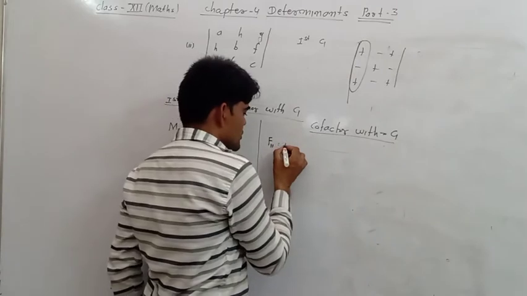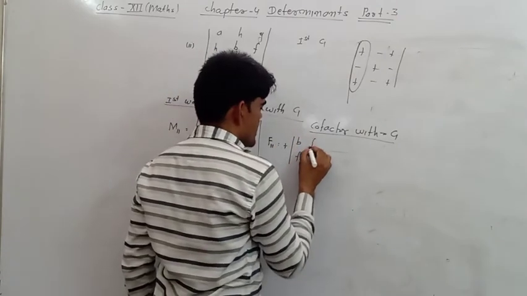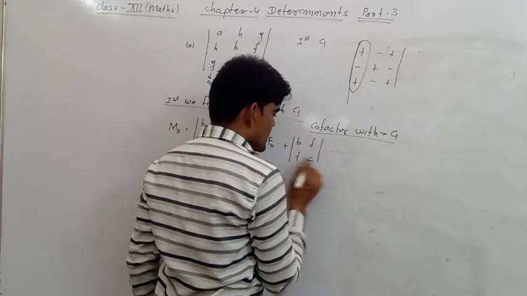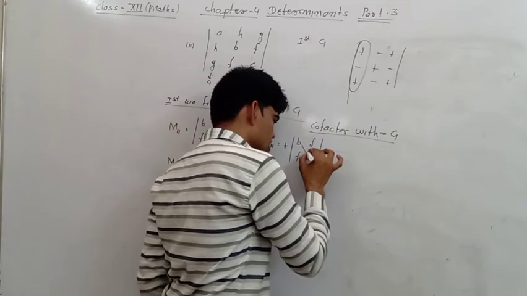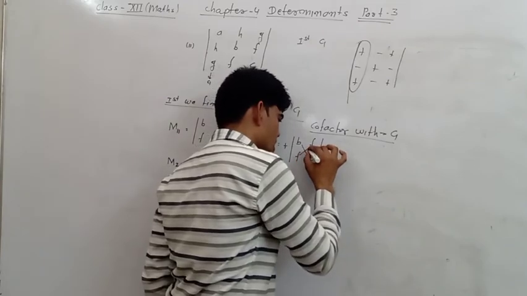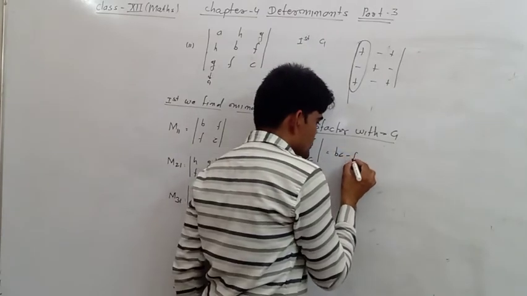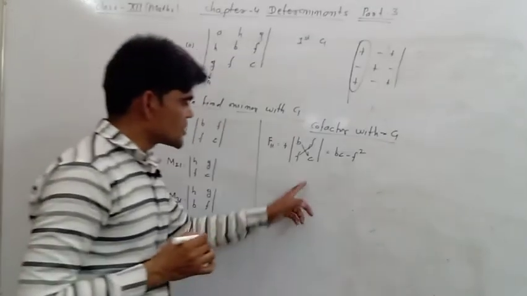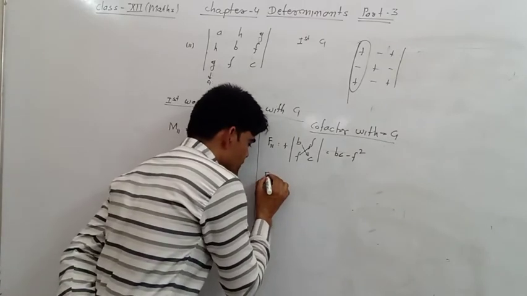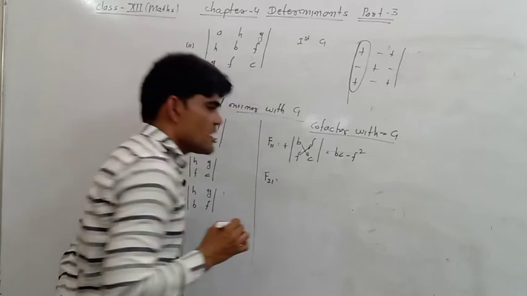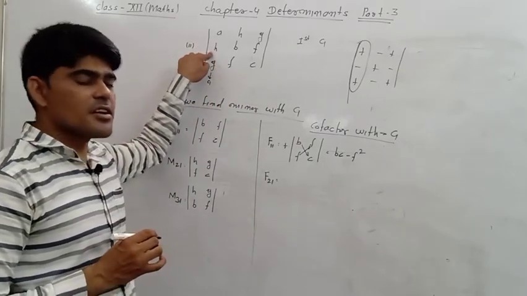Okay, this is the positive sign, and the remaining elements are B, F, F and C. We solve this minor. B is multiplied by C and F is multiplied by F. Then we get BC minus F square. This is the value of F11. Next, F21. It means first column and the second row.